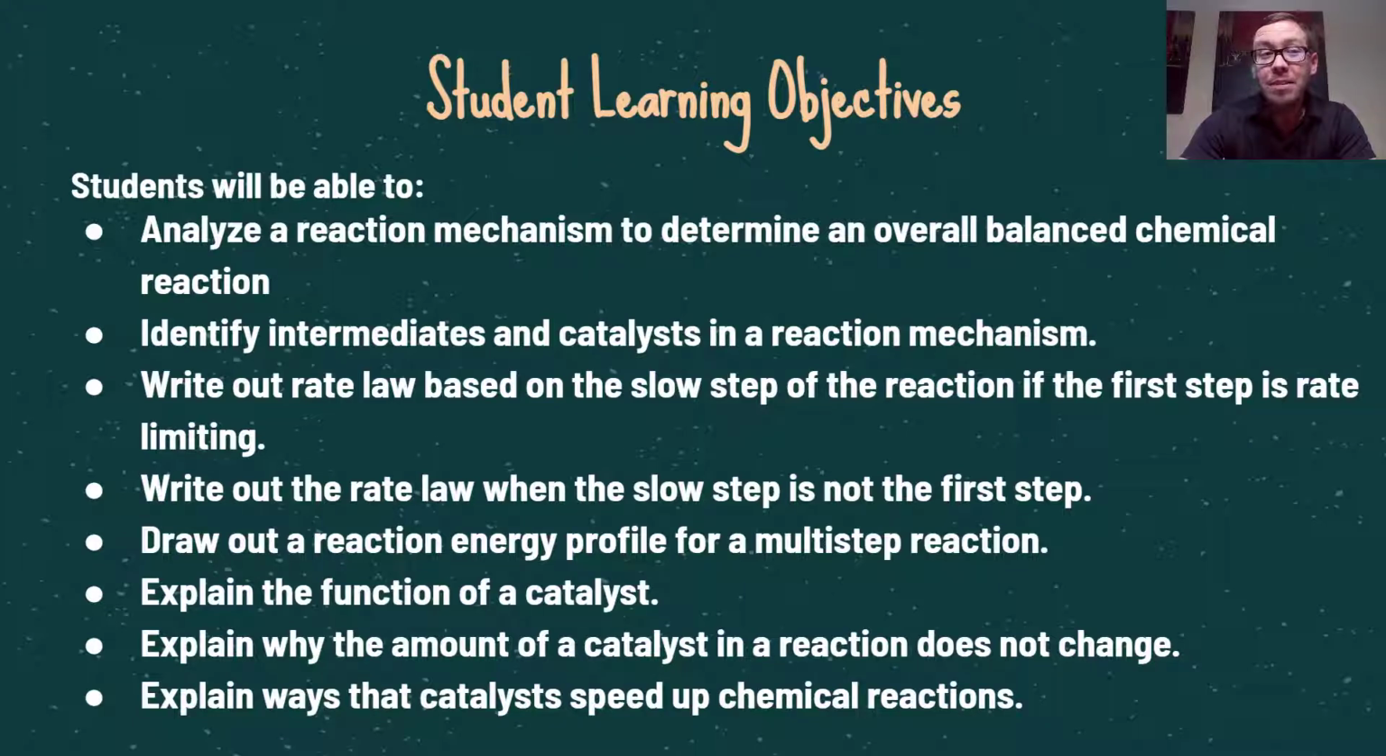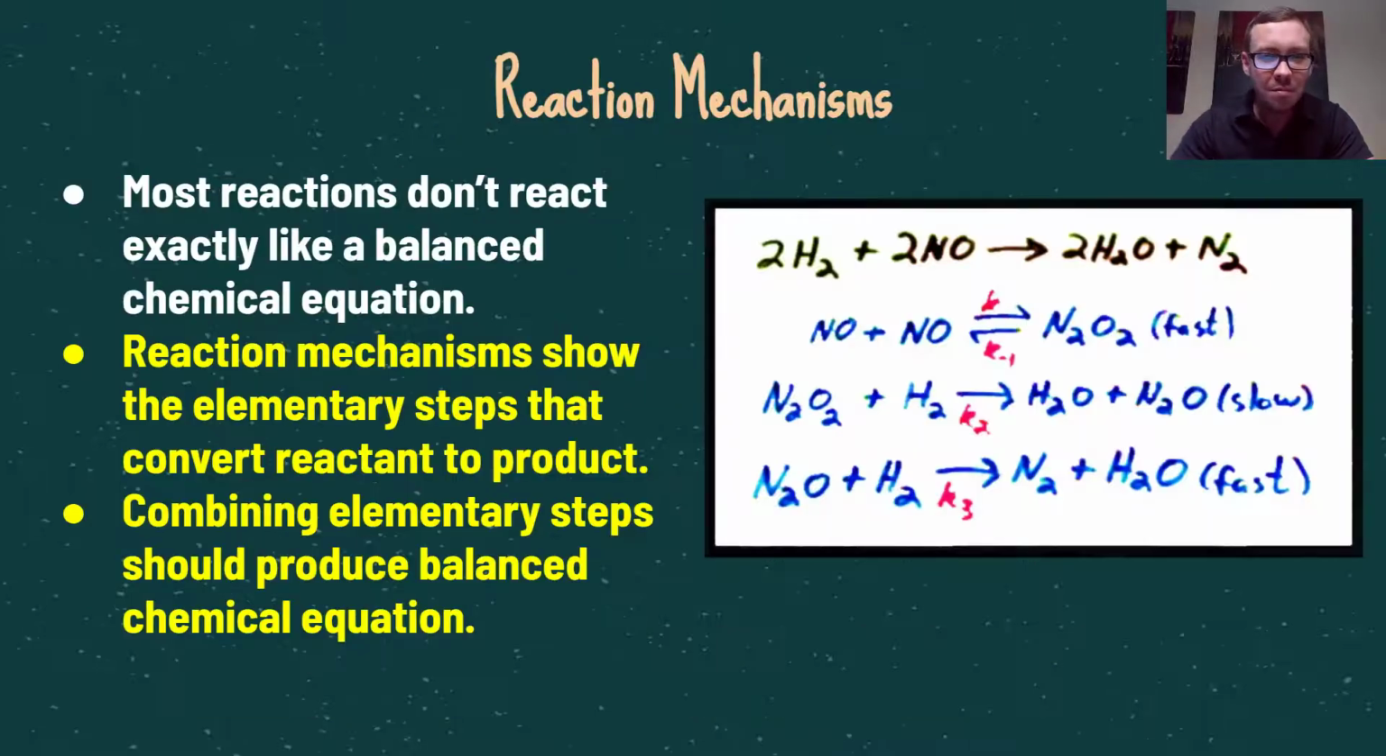With our student learning objectives today, we should be able to analyze a reaction mechanism to determine an overall balanced chemical reaction, identify intermediates and catalysts, write out a rate law based on the slow step of a reaction, whether it is first or not first, draw out a reaction energy profile for a multi-step reaction, explain the function of a catalyst, understanding that the amount of catalyst does not change, and explain ways that catalysts speed up chemical reactions.